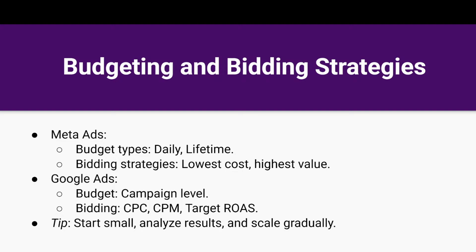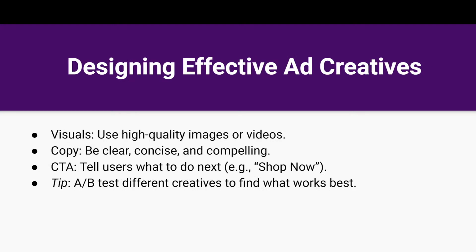Okay. The tip is to start small with less budget and analyze the results first. And depending on that, increase the budget and scale gradually. That's how you run the ads. Okay, on Meta as well as Google. Right? That's how it works.